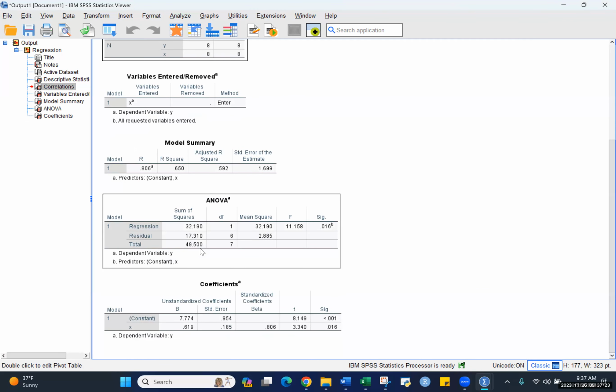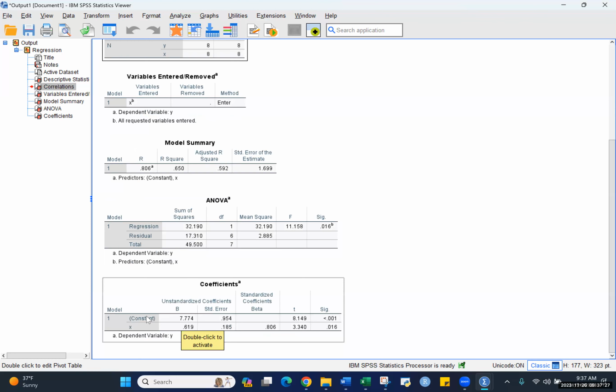And then we come down here to the coefficients table. 7.77 is the constant or the intercept. A constant is just a number, right? So when we write the regression equation, the intercept is just a number in there, it just hangs out by itself. Whereas the beta 0.62 is the change in Y as X goes up by 1. So you can see here I have my X and my Y.